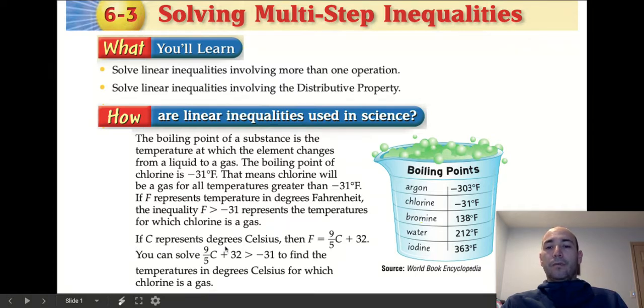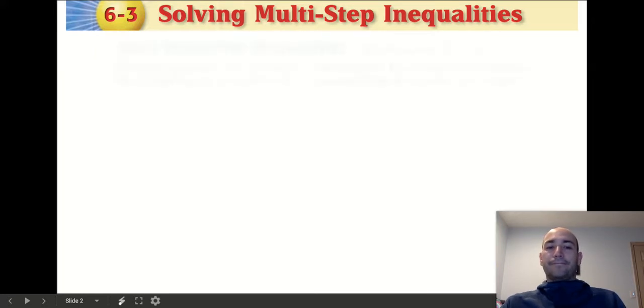If C represents degrees Celsius, then F equals 9/5 C plus 32. So you can solve 9/5 C plus 32 is greater than negative 31 to find the temperatures in degrees Celsius for which chlorine is a gas. Again, they give you the boiling points for each one of these different substances. So that's the way you can use linear inequalities in science.